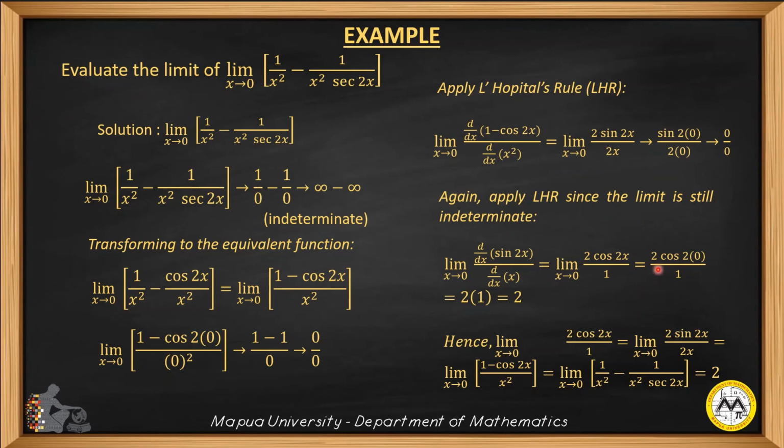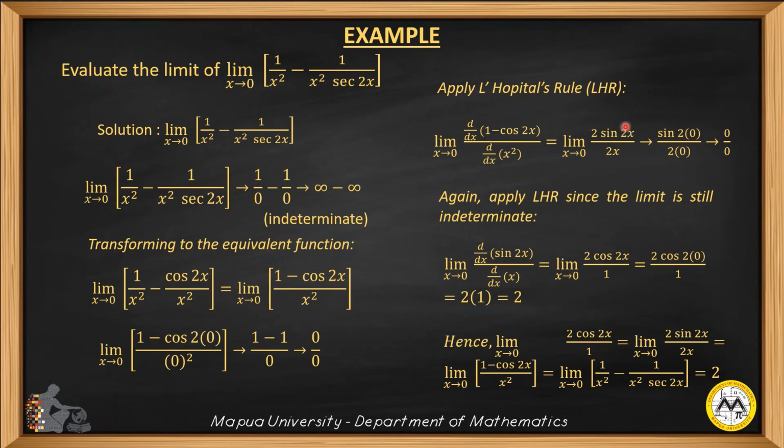So we simplify this and evaluate the limit as x approaches 0, having 2 cosine of 2 times 0 divided by 1. We'll have 2 times 1, equal to 2, since cosine 0 is 1. So at this point, the limit of this expression, which initially is indeterminate, is found to be equal to 2.